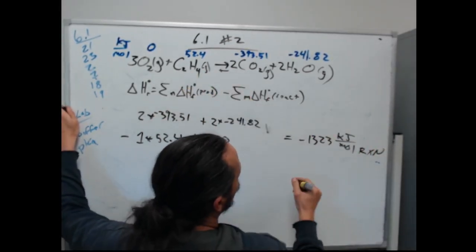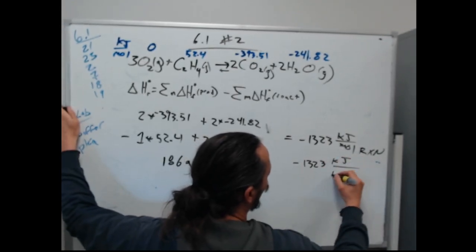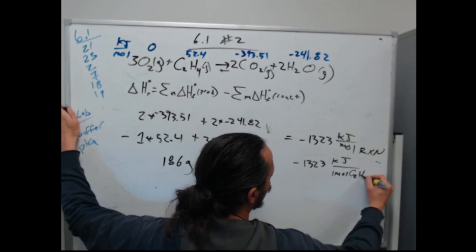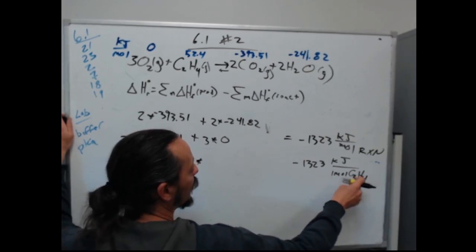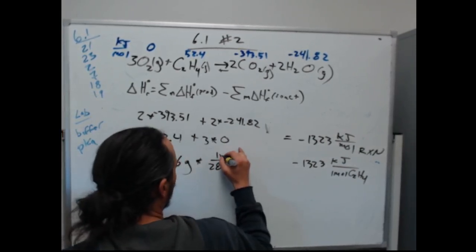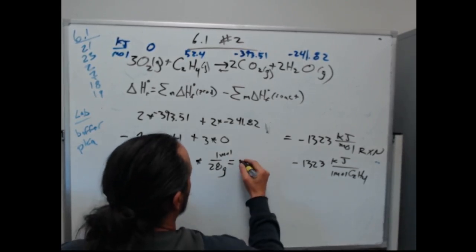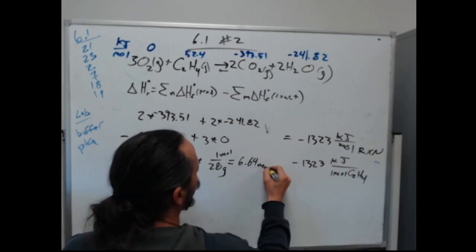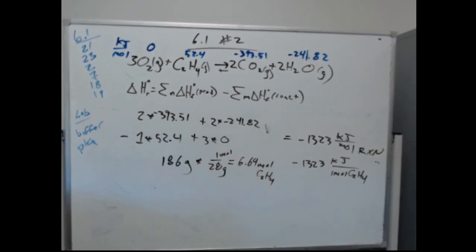But because it's 1 mole of C2H4 per reaction, this is also 132.3 kilojoules per 1 mole C2H4. I can do that molecular weight in my head because that's 12 plus 12 is 24 plus 8 is 28. So I just get 1/28 mole per gram. 186 divided by 28 gets us 6.64 moles of C2H4. Last step, multiply them together.